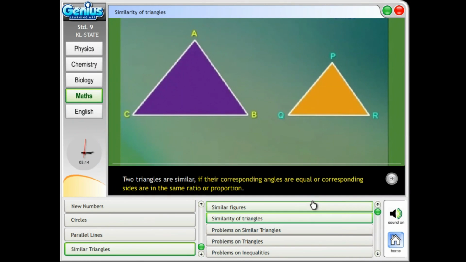Similarity of triangles. Two triangles are similar if their corresponding angles are equal or corresponding sides are in the same ratio or proportion.